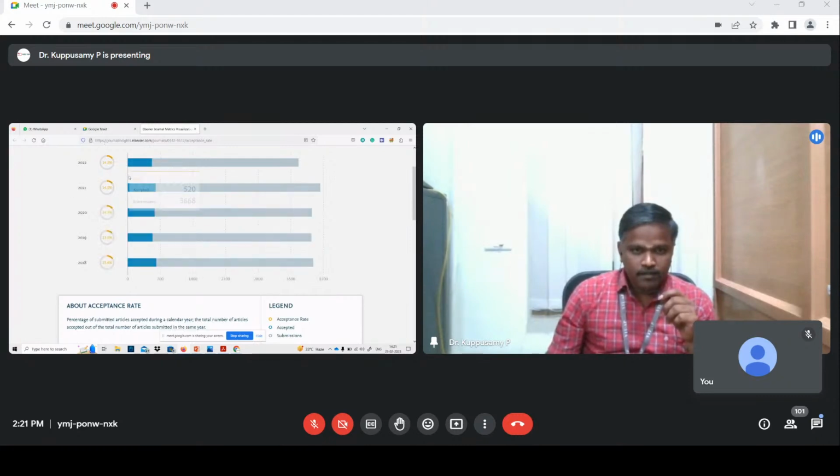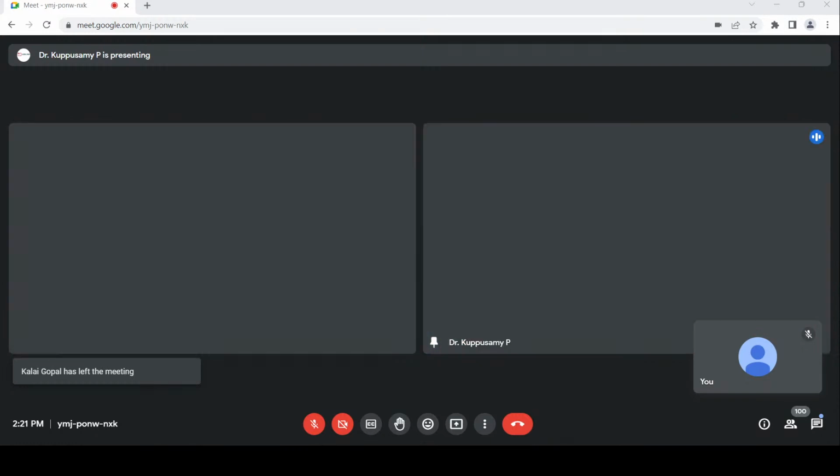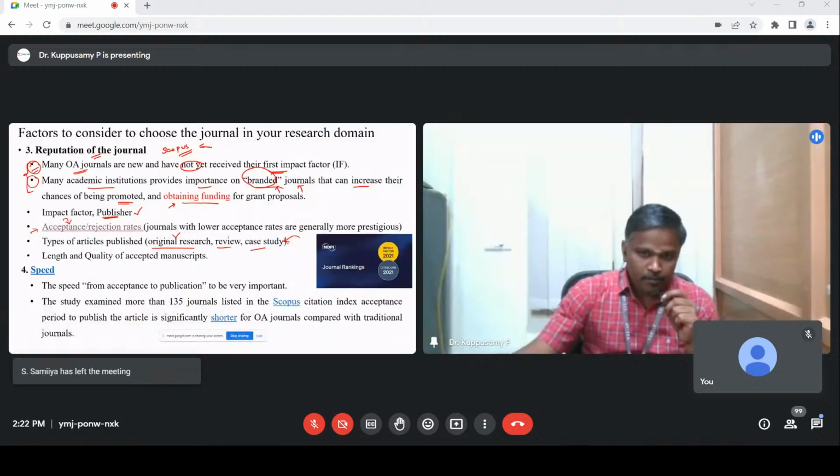So this is also important. It will be helpful for us to select the journals. Before selecting the journal, you have to check whether your research has a novel idea, or is a review paper, or a case study. Depending upon these different types, you have to select the journals. If you want to publish a review article, some journals won't accept it; they will accept only original research. So there you have to check the scope of the journal.